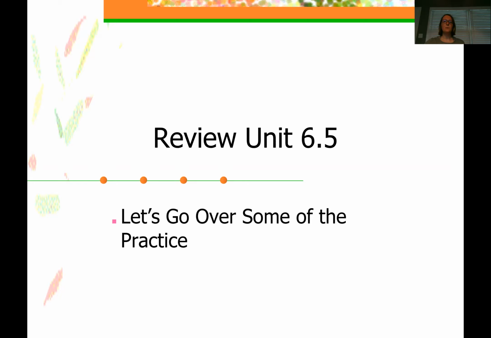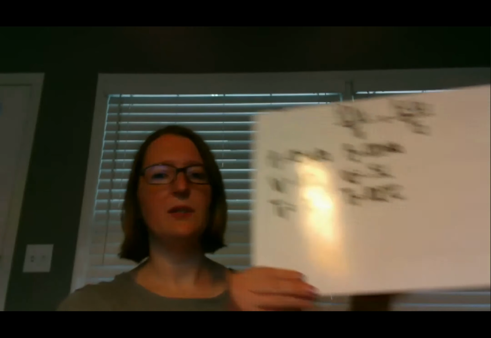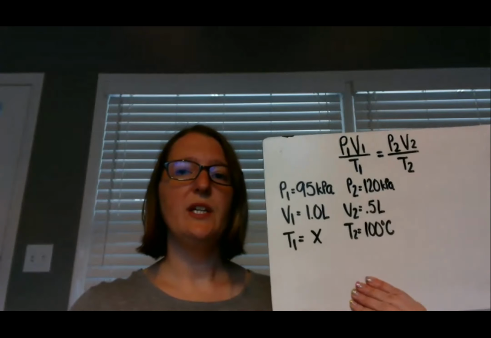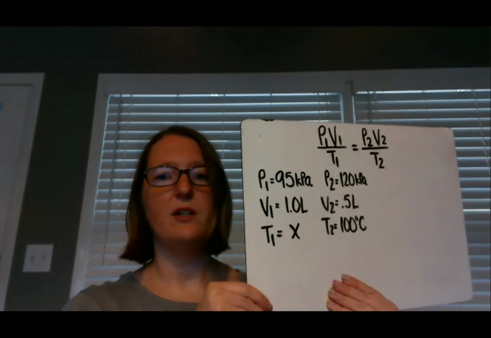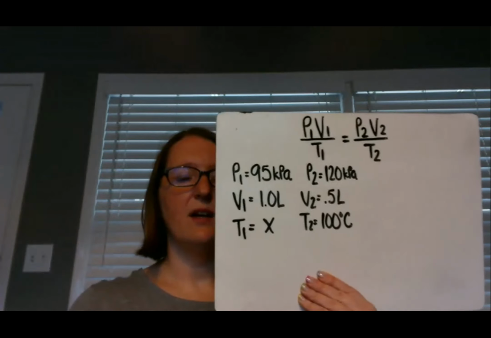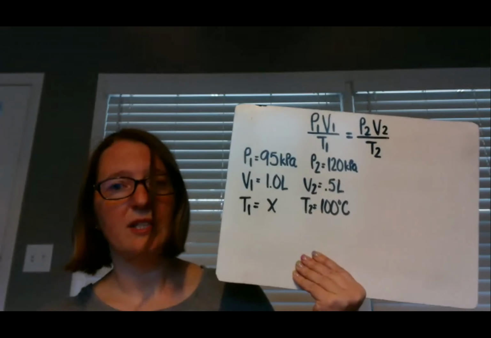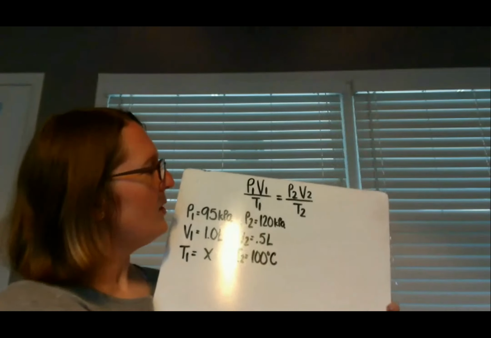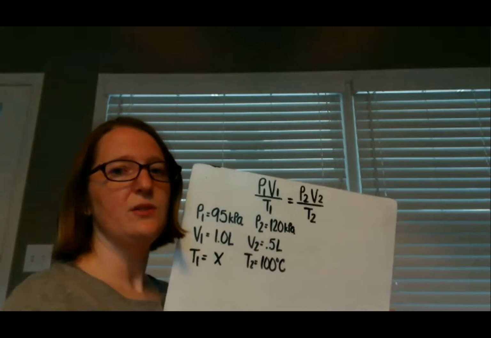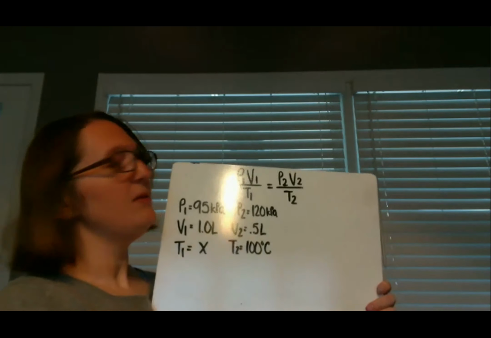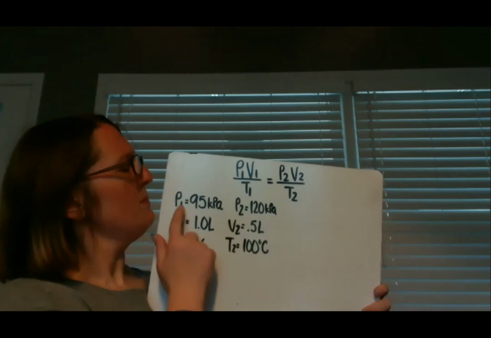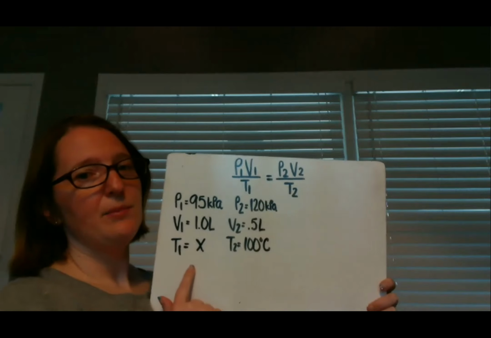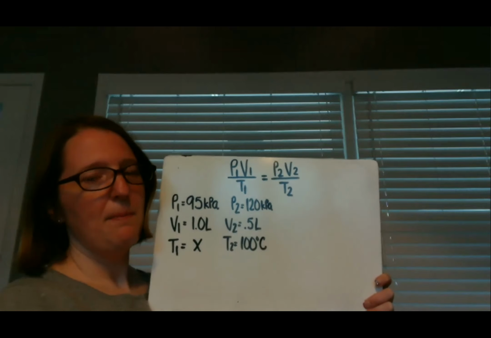All right, so got my trusty little board here. All right, guys, so we are doing combined gas law. We're looking at what happens when we put Boyle's and Charles' law together. So we're going to use the equation up here, P1 V1 over T1 equals P2 V2 over T2. So I'm going to plug in my variables here, right? So P1 was 95 kilopascals, V1 was 1 liter, and temperature is my unknown. That's what I'm trying to find.